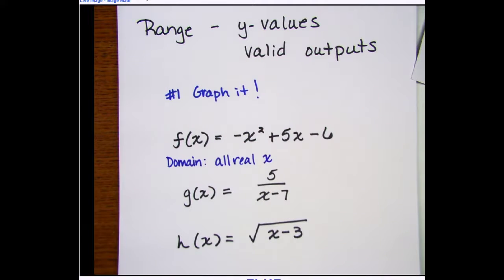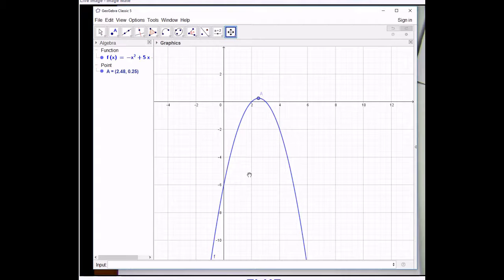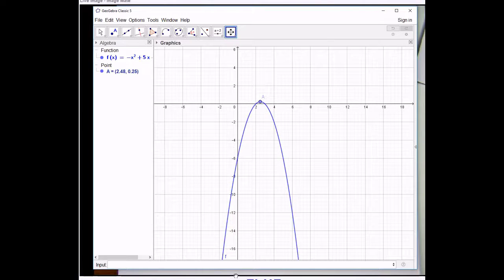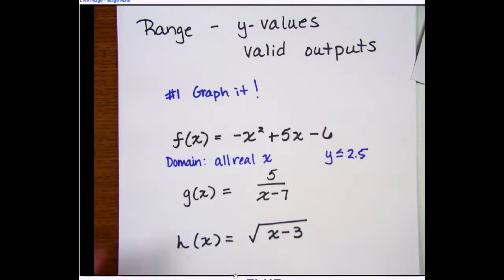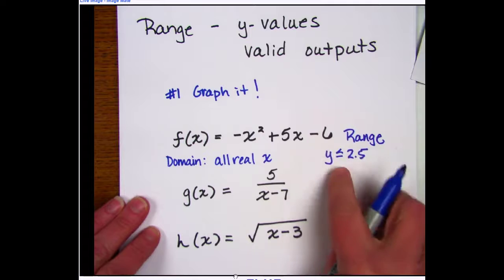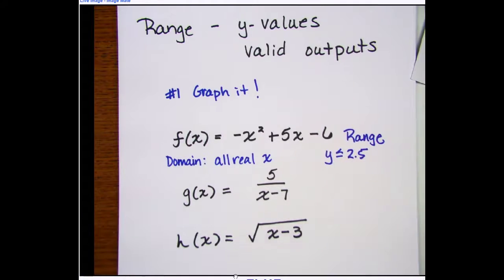And now if I try to use the graph to define my range, I can do that as well. It looks like I could put a ceiling right here. It's approximately 2.5. And then this would go on down to negative infinity. So my range in this case would be y less than or equal to 2.5. All right, we can look at our second example.